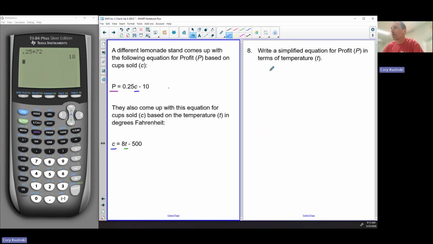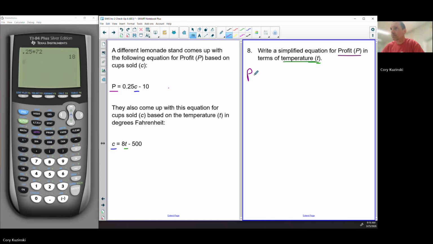All right, write a simplified equation for the profit in terms of temperature. Right now profit is based on cups, but we want profit based on temperature. So let's go profit equals 25 cents times the number of cups, but we know the number of cups is 8T minus 500. And then we still have that minus 10.